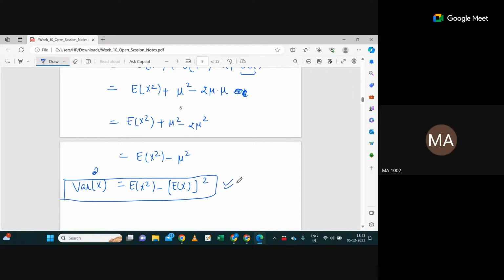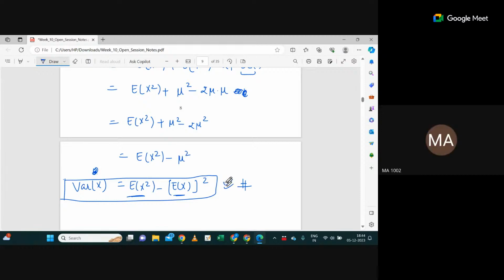We use this formula frequently because, suppose you have found the expected value of x, I can simply find the expected value of x square, right? And then you can apply this formula and you will get the variance of that random variable. Is the idea clear? Sir, mu is the mean here. Yes, mu is the expected value.